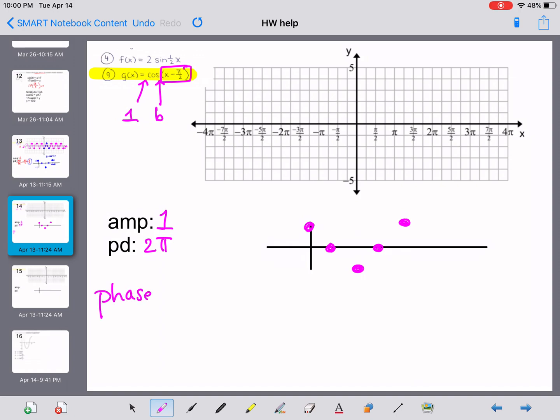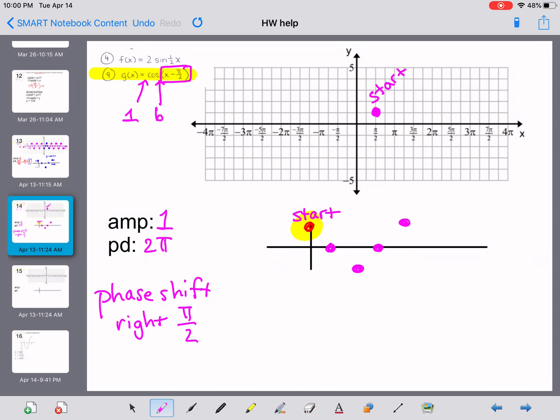So phase shift is a way of saying horizontal shift. We're going right, pi over 2. So this point right here that I'm highlighting, that's our normal start point, up at 1. So I'm going to put it right here. That's the normal start point. But because we are doing a phase shift pi over 2 to the right, I'm going to take that start point and move it pi over 2 to the right. And so this is now my start point.